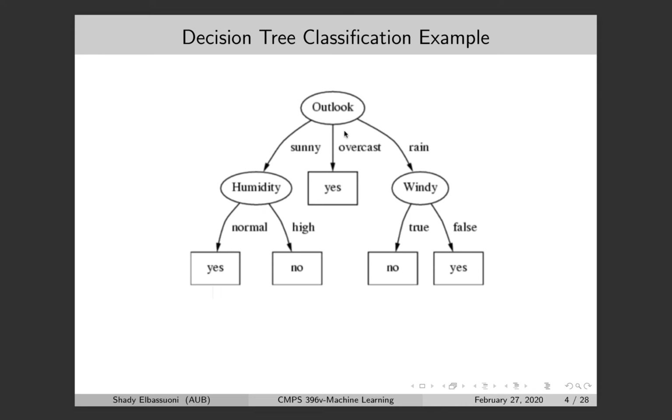So in this decision tree we look at the outlook. If it's overcast, then the decision is to play tennis. However, if it's sunny, then we check humidity. If it's normal, then yes, play tennis. If it's high, then don't play tennis. If the outlook is rainy, then look at the wind. If it's windy, then do not play tennis. And if it's not windy, then play tennis.